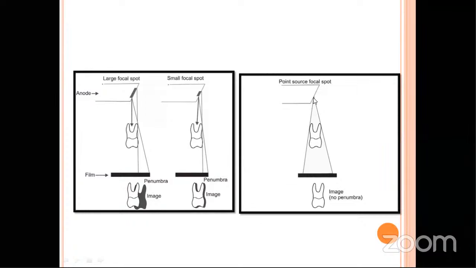But if the focal spot is pointed or very effective, then the image will have a very good resolution, or the outline of the image will be very clearly defined. So that is why the focal spot is actually effective. We keep it as an effective or a point focal spot. Okay.